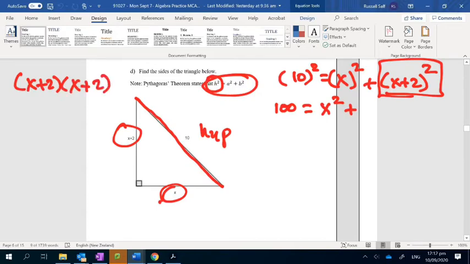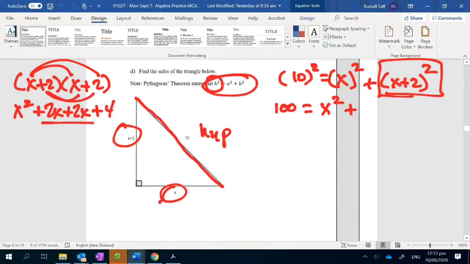X plus 2. So I would recommend taking it off to the side. Unless you have it memorized from the last one, you can just flip over from the other problem. It's x times x is x squared. x times 2 is positive 2x. 2 times x is another positive 2x. 2 times 2 is positive 4. What can I do with those two pieces in the middle? Yep. So it's x squared plus 4x plus 4.